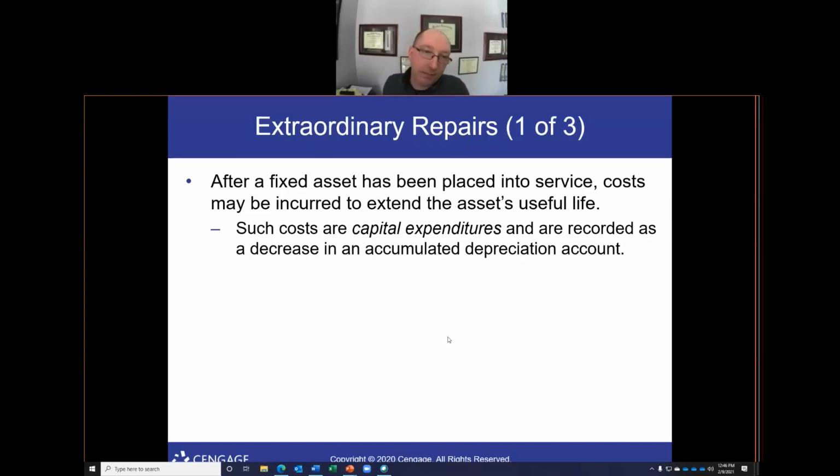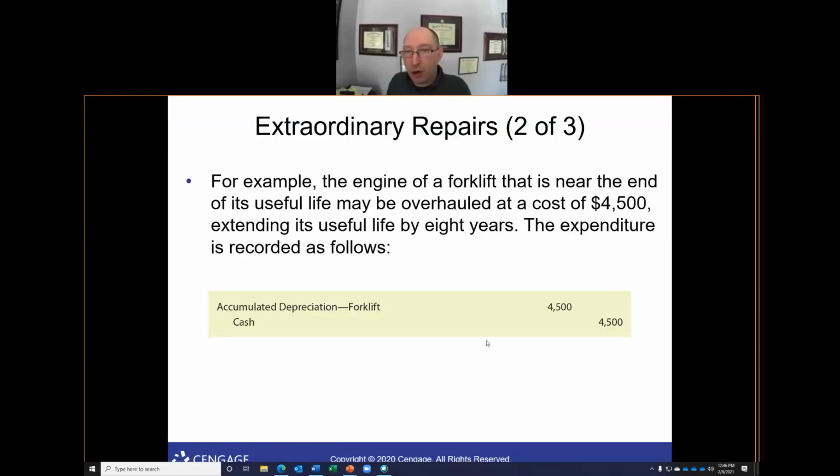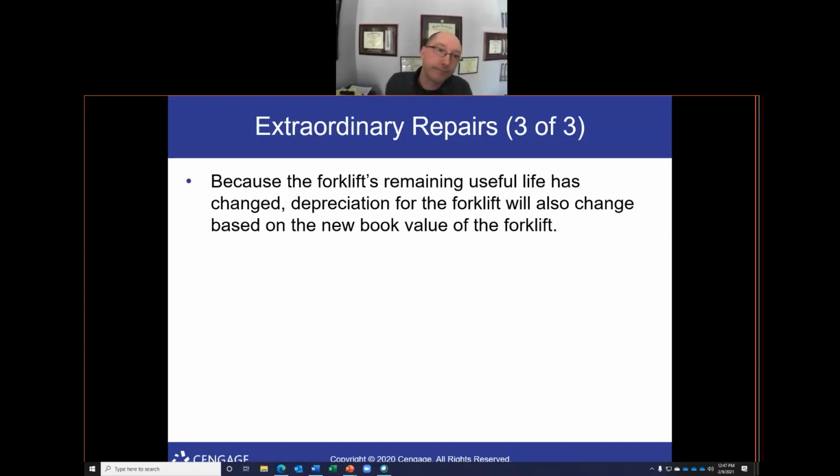Extraordinary repairs. The engine dies. Got to replace it. That's an extraordinary repair, and it's very expensive. So I allocate this to what we call capital expenditures. Capital expenditures will have an effect on depreciation. And this effect basically reverses some of the accumulated depreciation. To reverse accumulated depreciation, you debit accumulated depreciation and credit cash. This is a representation of extending the useful life of the asset. It's rare, but it happens.